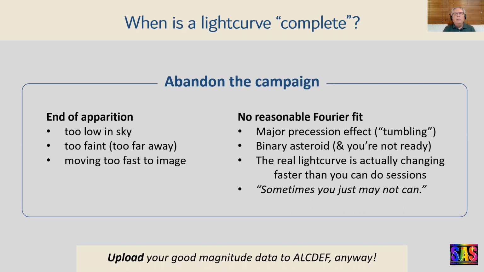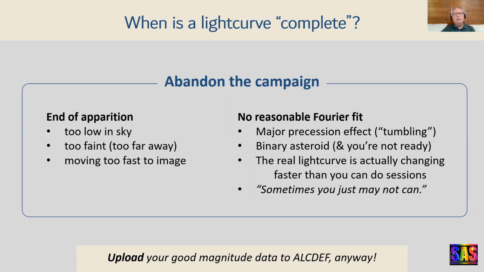Now, for the first two of these unreasonable Fourier fit conditions, where you have tumbling or a binary asteroid and you're not prepared to handle these, my recommendation is to get some help from somebody who's published these kinds of asteroid light curves in the Minor Planet Bulletin. Get their help. They might even help you observe this thing before the apparition's over. Sometimes the real light curve is changing faster than you can take data, maybe because of weather. And sometimes, as my high school basketball coach would say, sometimes you just may not can. So those are unhappy ends to a light curve campaign.